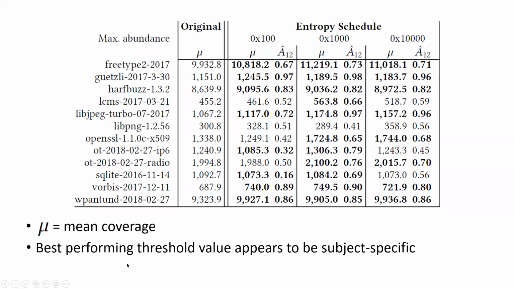And another thing they noticed is that the best performing threshold values appear to be subject specific. So for example, for this OpenSSL, you can see that the threshold value of 10,000 is actually better compared to 1,000. So this is another area of improvement. Maybe they can use some hyperparameter to tune the abundance threshold based on the subject.